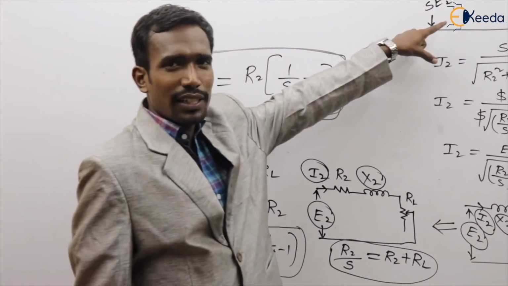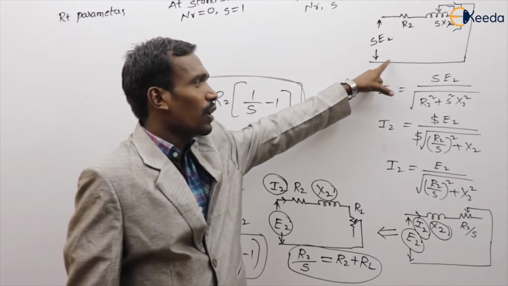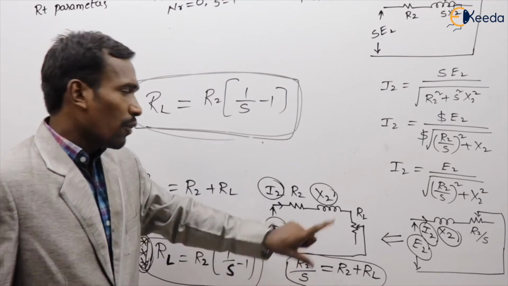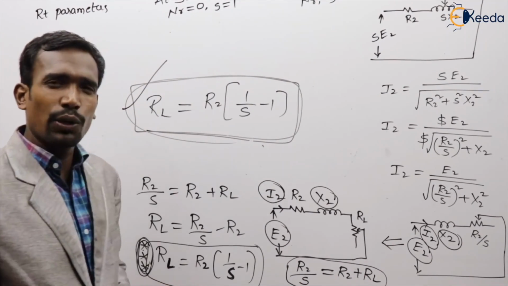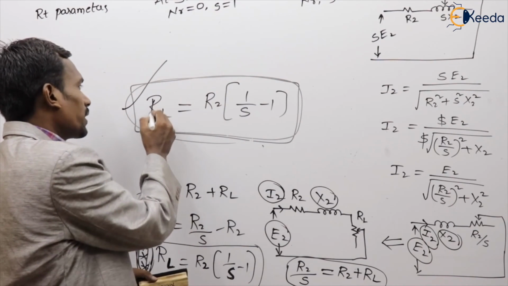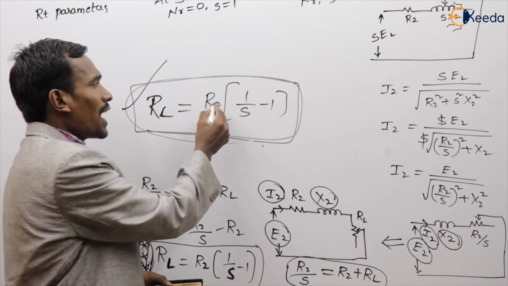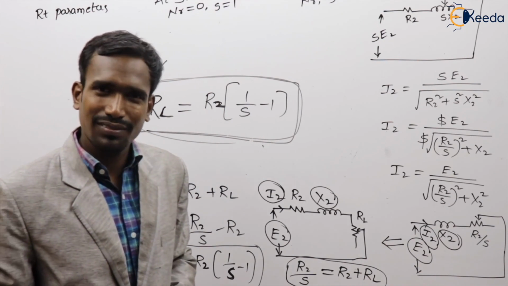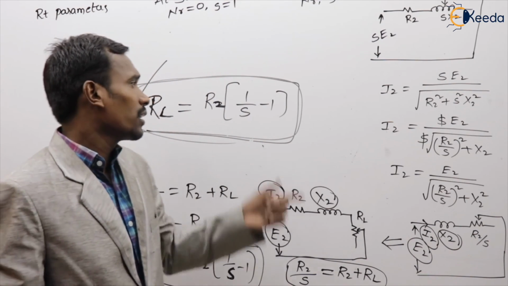Actually, here we started with this circuit, and from here the modified equivalent circuit. From this equivalent circuit, I derived my load resistance. My load resistance RL is equal to R2 into (1 by S minus 1). Is it okay? Understanding or not? This is very important.